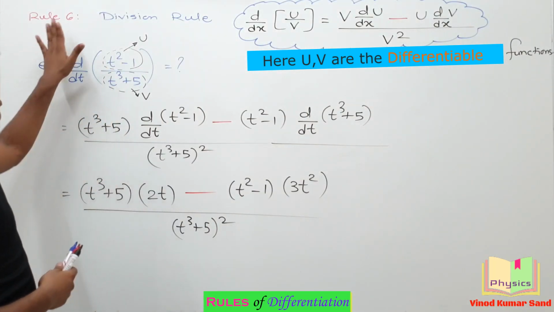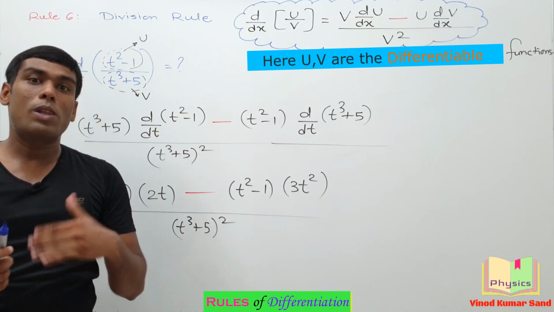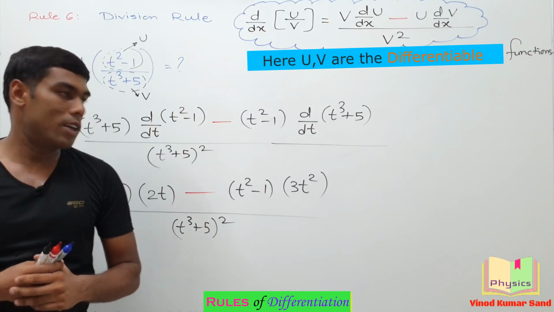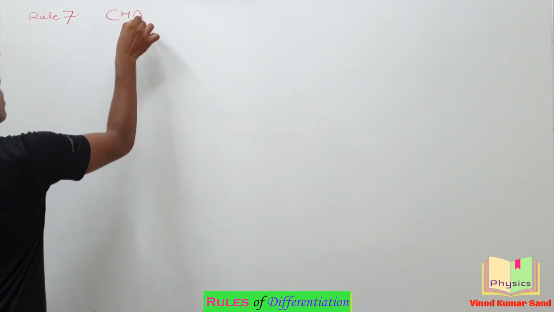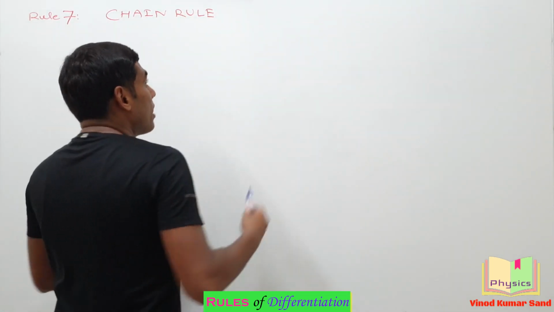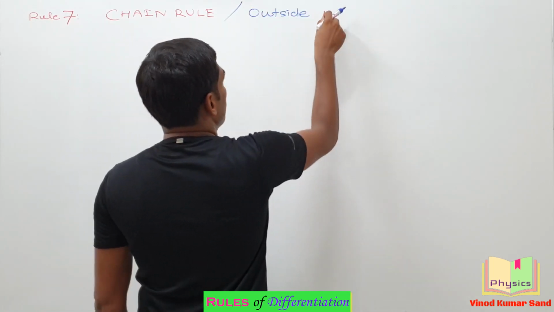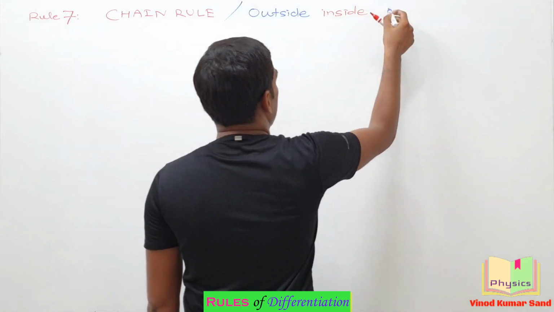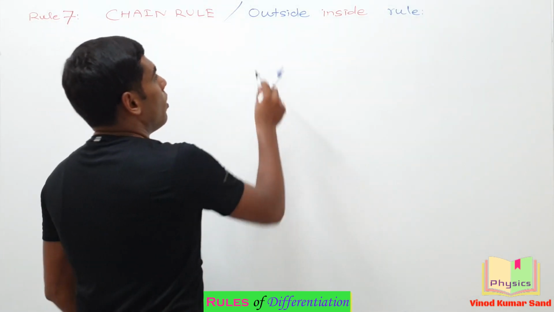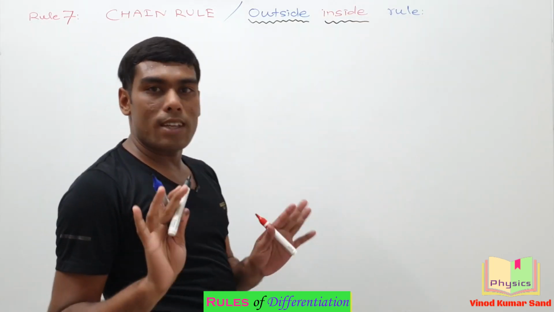Then we'll be taking up rule number 7, the chain rule or the outside inside rule. We will be taking up the maximum number of examples for the chain rule because that's the most important one, the chain rule. It's a simple one. If you pay attention, you'll get it. I usually call it by the name outside inside rule. I'll tell you why we do so. This rule says, first of all, you will differentiate the outside function and then you will differentiate the inside function.